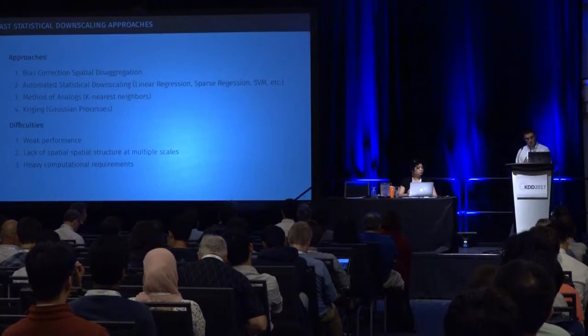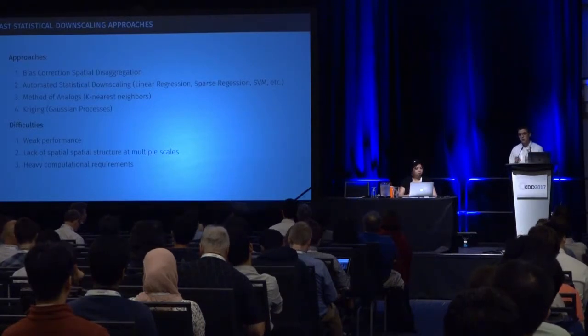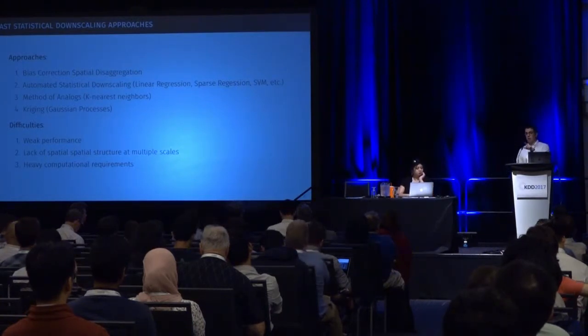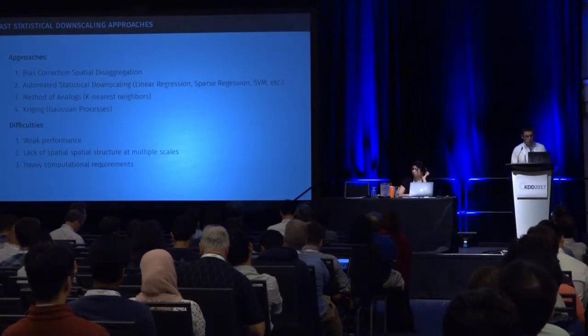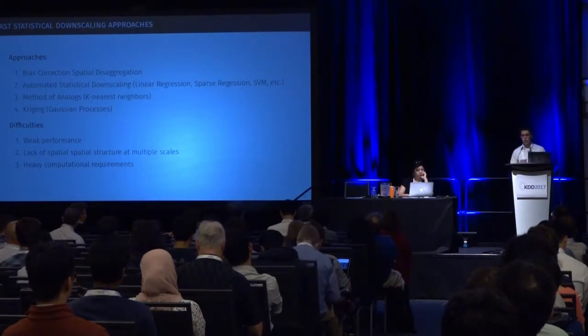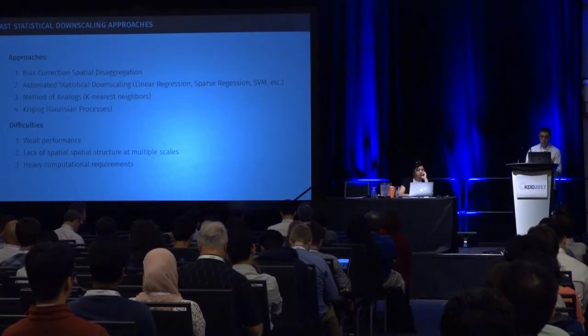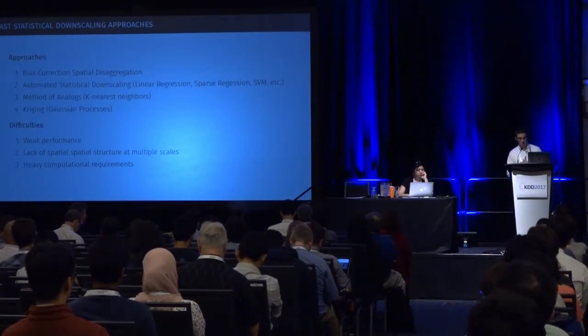So if we look at the Automated-Statistical Downscaling approach, what we actually do here is we take one location, we learn a linear regression or something for that location, and then we learn a separate linear regression for every other location, right? So essentially with that process, we're not capturing any of the spatial information. And there are heavy computational requirements basically for each of these methods.